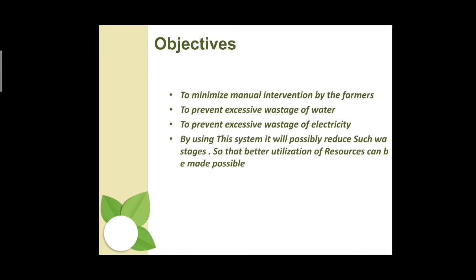Now, let us focus on the objectives of this project. To minimize manual intervention by the farmers, to prevent excessive wastage of water and electricity. By using this system, it will possibly reduce such wastages so that better utilization of resources can be made possible.